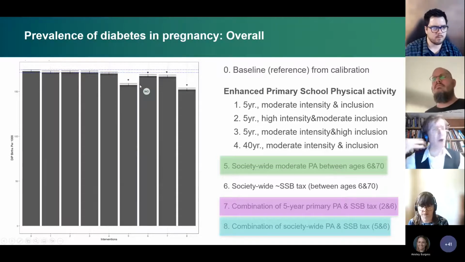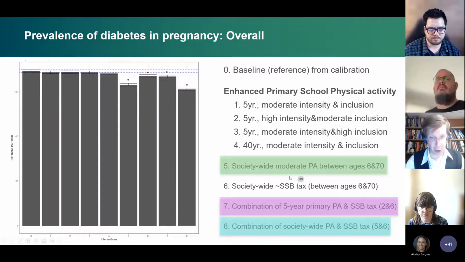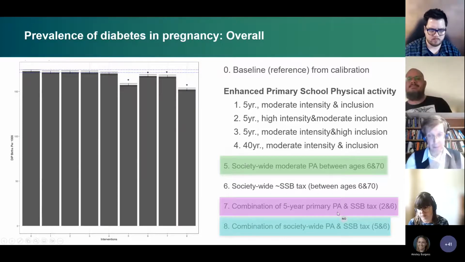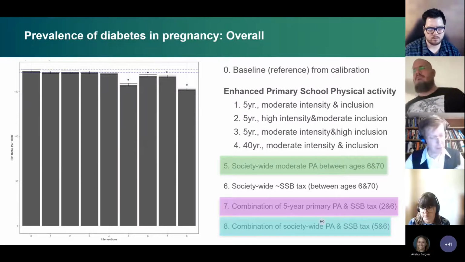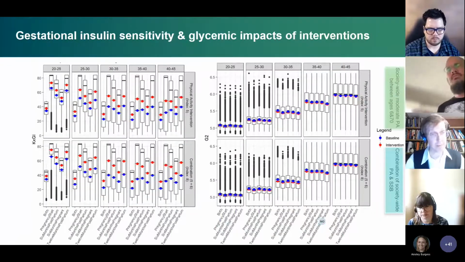If we look at overall diabetes in pregnancy over the life course, what we see is statistically significant results for these four interventions here, including 5-year primary physical activity interventions in school plus sugar sweetened beverage taxes. When we posit a little bit of staying power in terms of subsequent adherence.